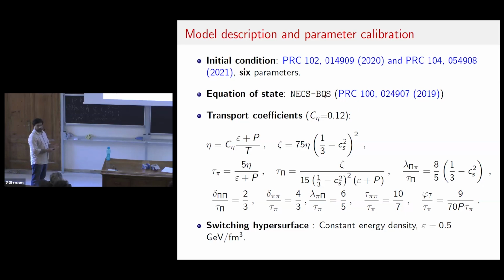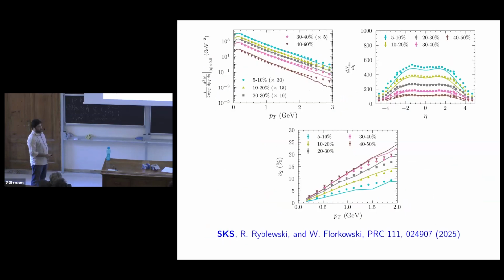And then we have to calibrate our parameters. So these parameters are calibrated by fitting to the experimental data. The results are shown on this slide. So the fitting is done with pT spectra, the pseudorapidity spectra, and elliptic flow for various centralities, and the purpose of this slide is to show that the code works fine. Okay, so having set up our hydrodynamic stage, now we go to the spin polarization analysis.